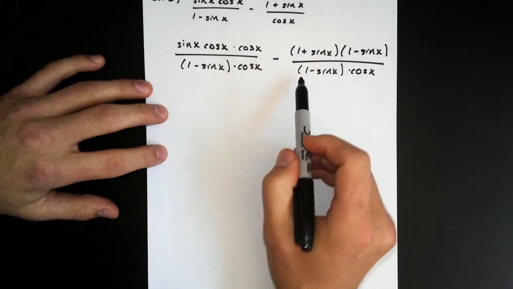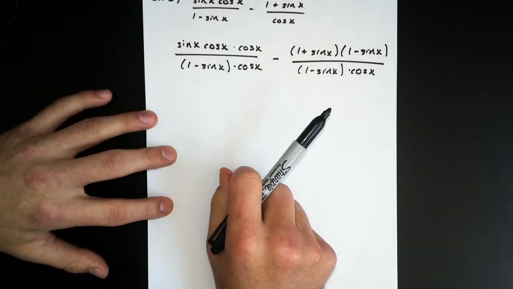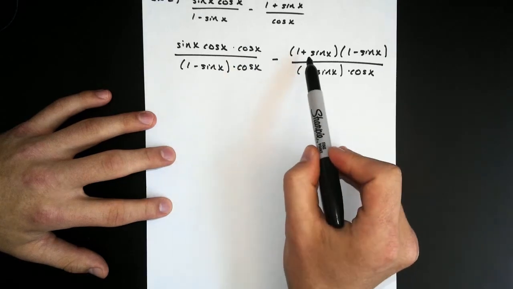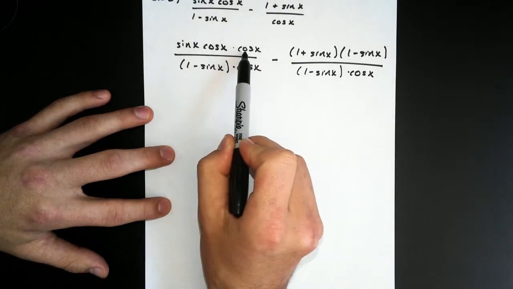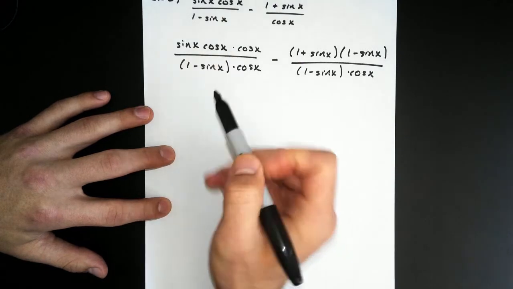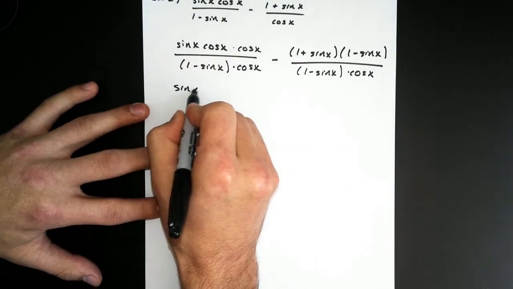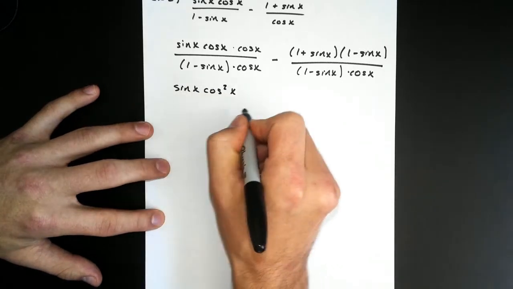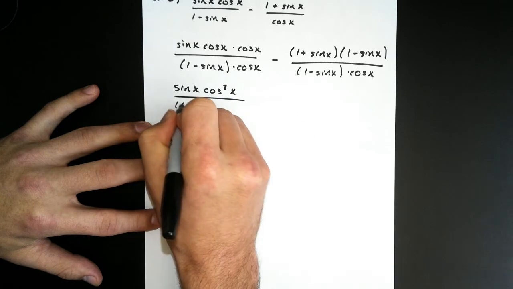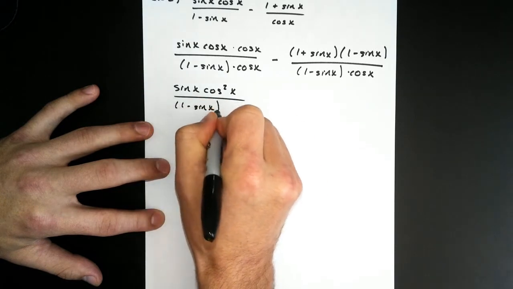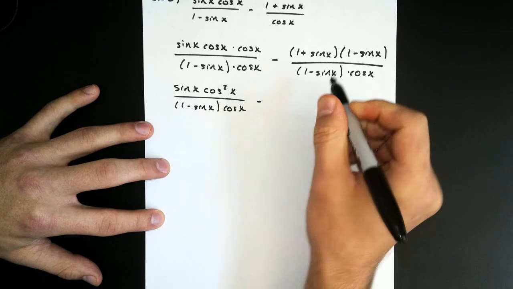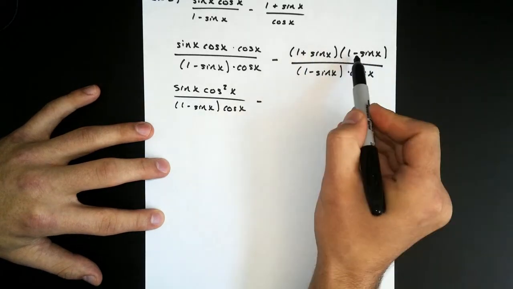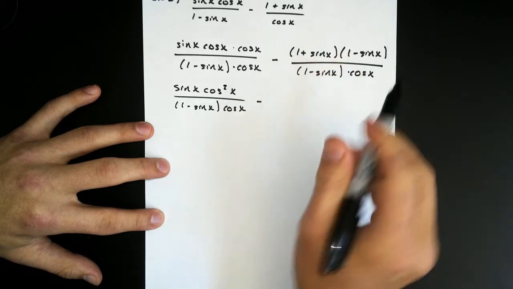Now we can combine these fractions together, but before we do that, I just want to clean this up a little bit. Here I can multiply these two together. That's going to give me a cosine squared. And in that second fraction, 1 plus the sine of x and 1 minus the sine of x, these are exactly the same. The only difference is one is plus and one is minus.